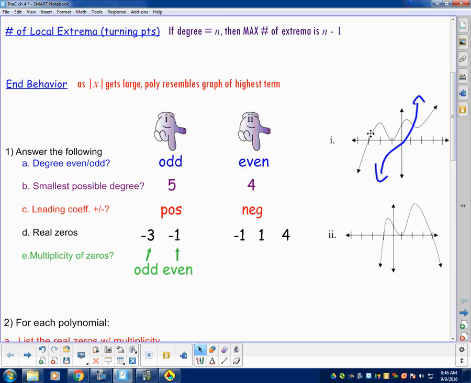It crosses through the x-axis, whereas negative 1 is even because it merely touches. And the same thing over here. We can talk about multiplicity of our first zero, negative 1, as odd because it crosses through. The multiplicity of 1 is even because it touches, and the multiplicity of 4 is odd, it crosses through.